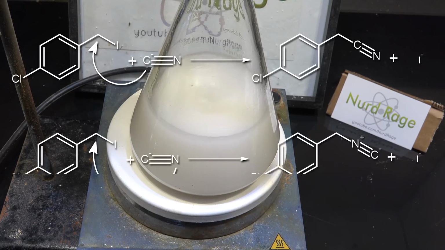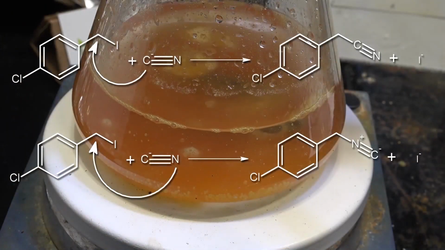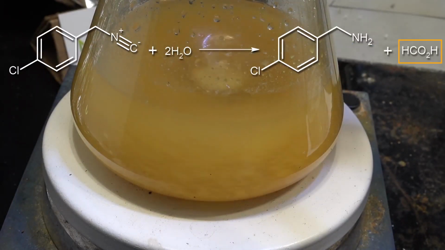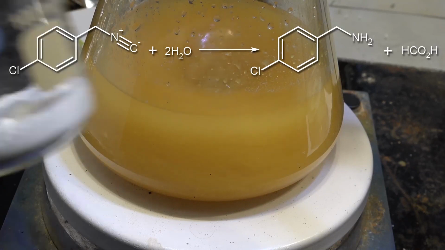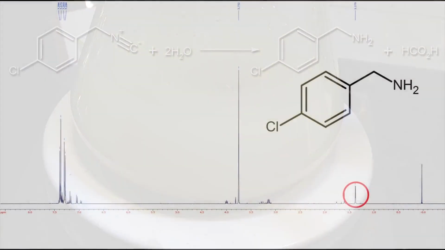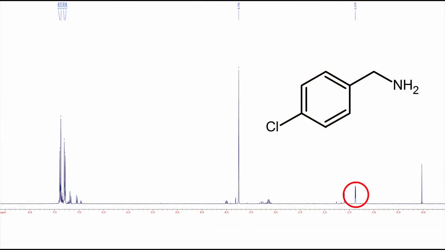What we get as a minority product is P-Chlorobenzyl isocyanide. This stuff is actually quite reactive, and when we stir it with water, we hydrolyze it to form P-Chlorobenzyl and formic acid. The formic acid is soluble in water and was washed out during our washing steps. So what we have left is this P-Chlorobenzyl impurity that now appears in our spectrum. We can actually remove this stuff by washing again with some dilute hydrochloric acid. This reacts with the amines and converts them to water-soluble salts.